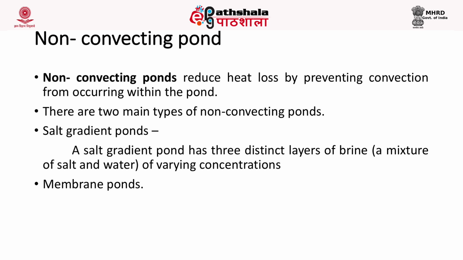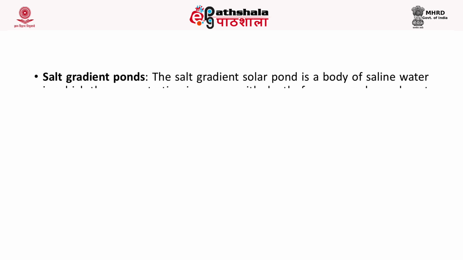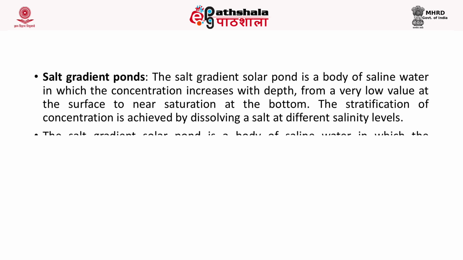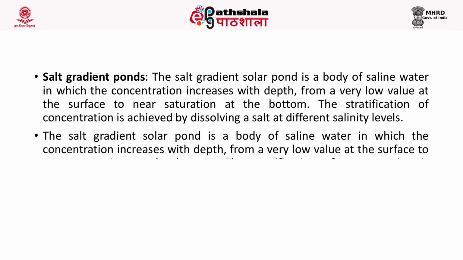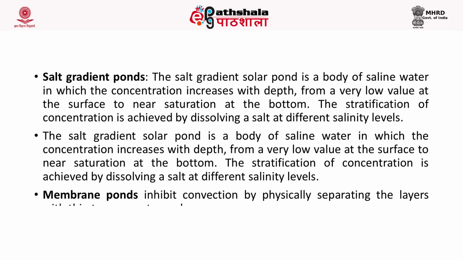Salt gradient pond has three distinct layers of brine, that is a mixture of salt and water of varying concentrations. So the salt gradient pond is a body of saline water in which concentration increases with depth from a very low value at the surface to near saturation at the bottom. The stratification of the concentration is achieved by dissolving salt at different salinity levels. So that is a salt gradient pond.